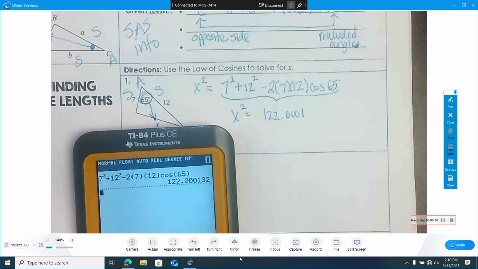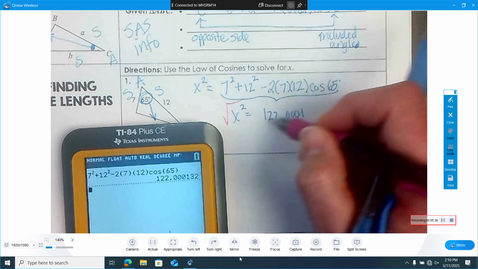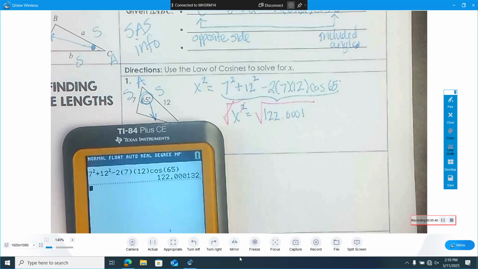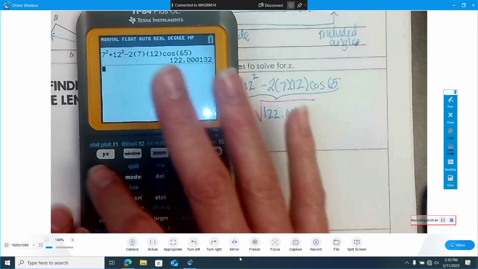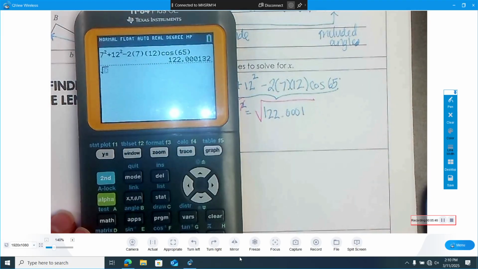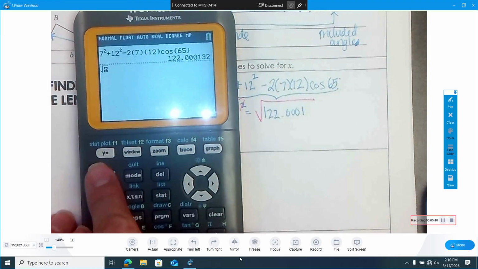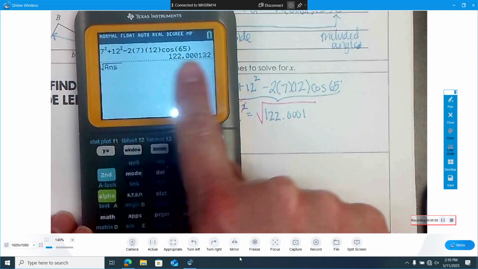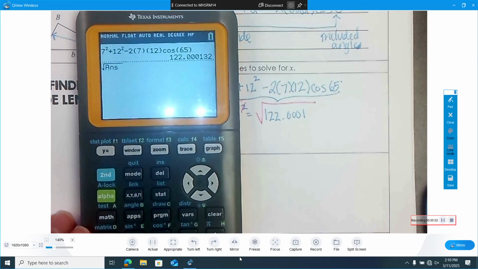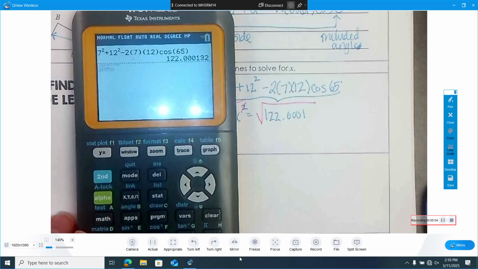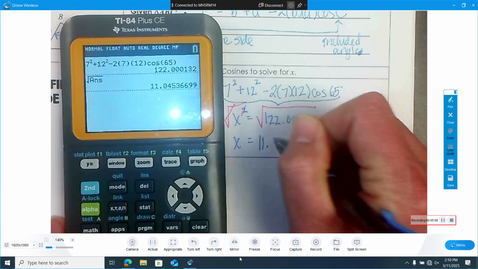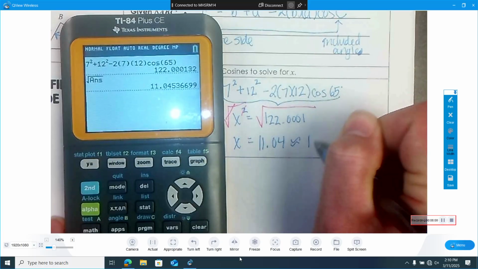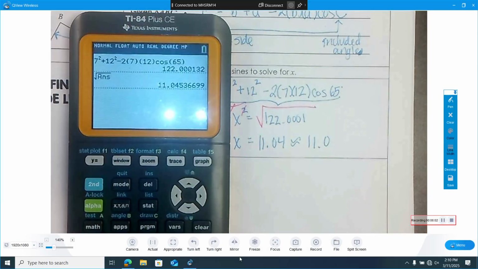How do we get x by itself? Square root. We're going to square root both sides to cancel out the square. Just like before, let's use the answer button. So I'm going to do second square root, and then I want to call second answer, so that I'm using the previous answer. That way we don't have any round-off error. All right, and so we get x equals 11.04, which is just going to round to 11.0 to the 10th place.